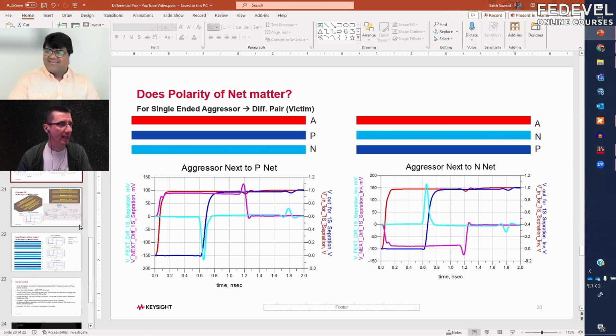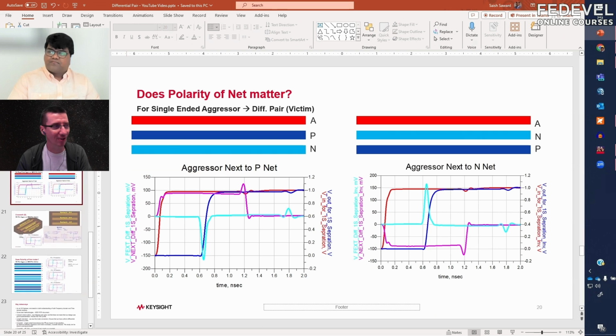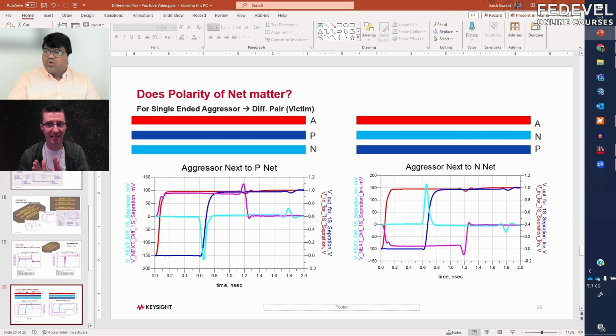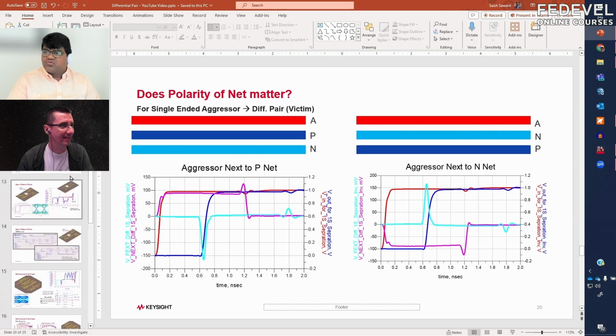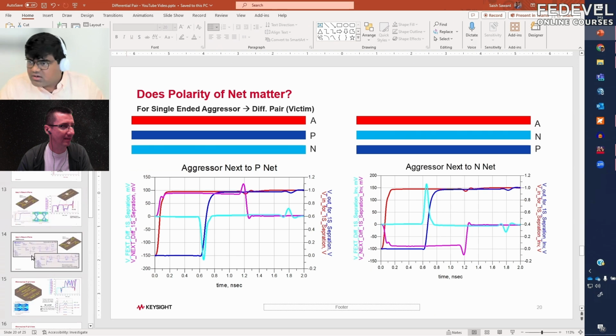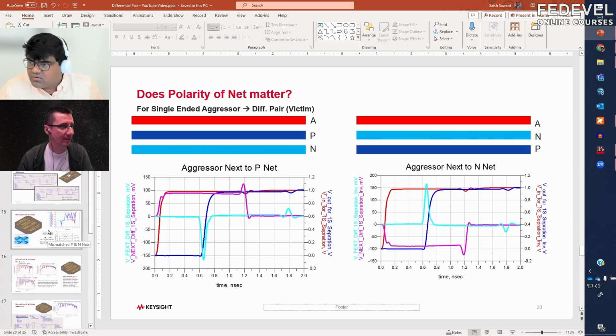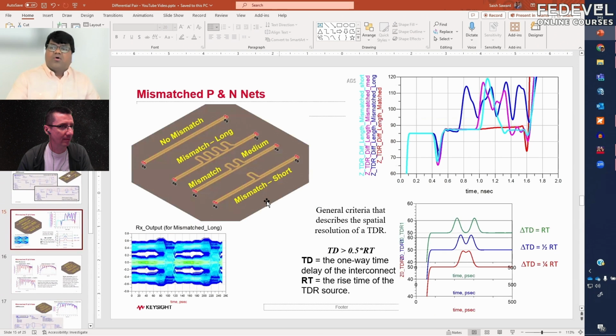Okay. So what will happen if we don't do the length matching correctly between the phases? Yeah, I have an example out there. Let me try to find it. Oh, okay, yeah, this one. So this is mismatched P and N nets. Here we have four different cases.